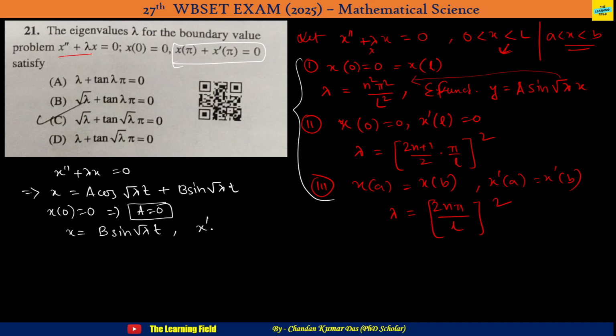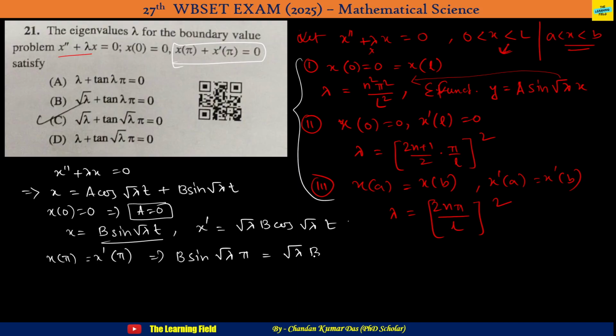x dash, that is dx/dt, is equal to root lambda b cos root lambda t. Now the second condition is x(pi) = x dash(pi). Now x(pi) means b sine root lambda pi, and this is equal to x dash at pi, which means root lambda b cos root lambda pi. And since b is not equal to 0 (if b equals 0, then we get the trivial solution, but we are interested in the non-trivial solution), therefore we can cancel out b from both sides.